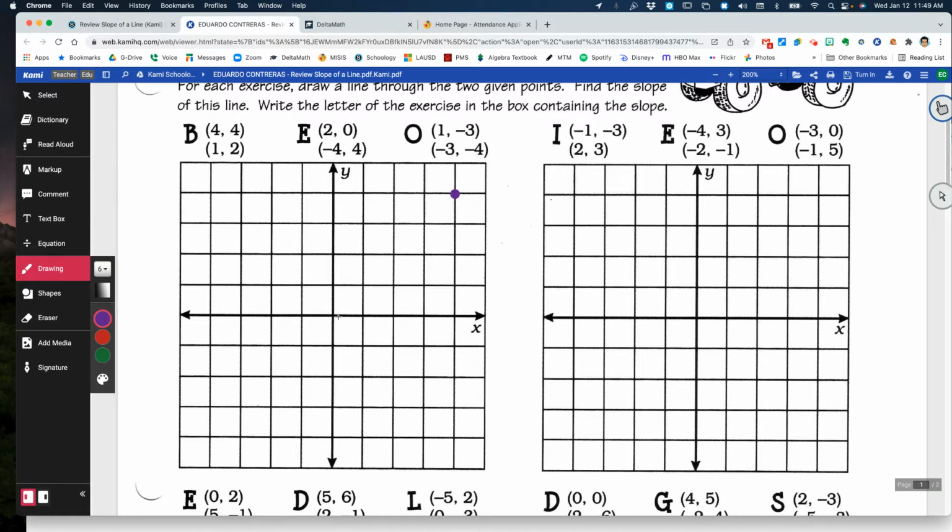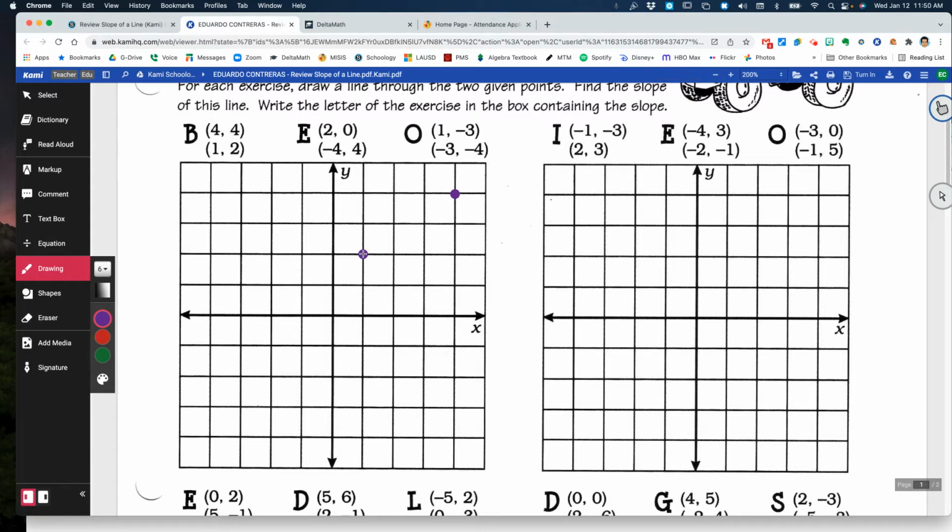So let's go back now to the origin and graph 1 comma 2. So that would be 1 to the right and 2 up, right there. So you should have 2 points, one at 4, 4 and one at 1, 2. Now we're going to draw a line through those points.